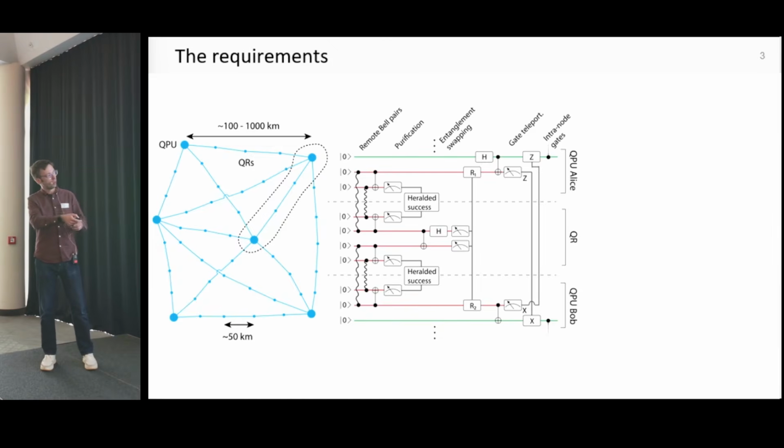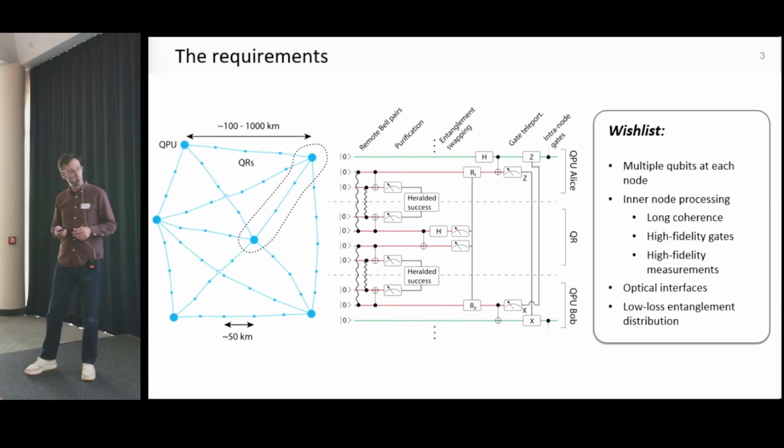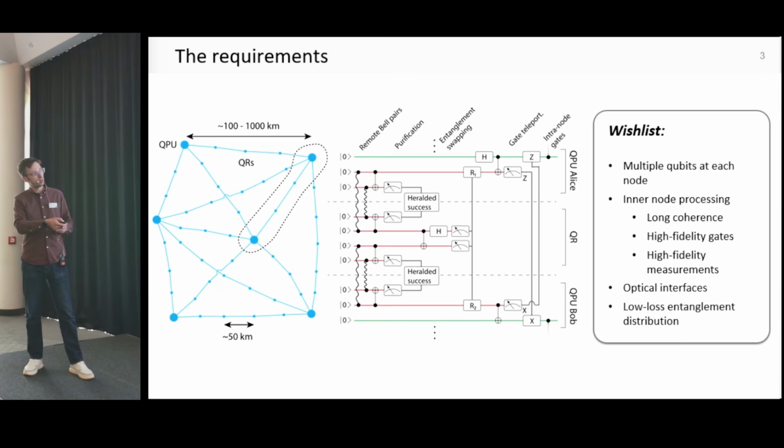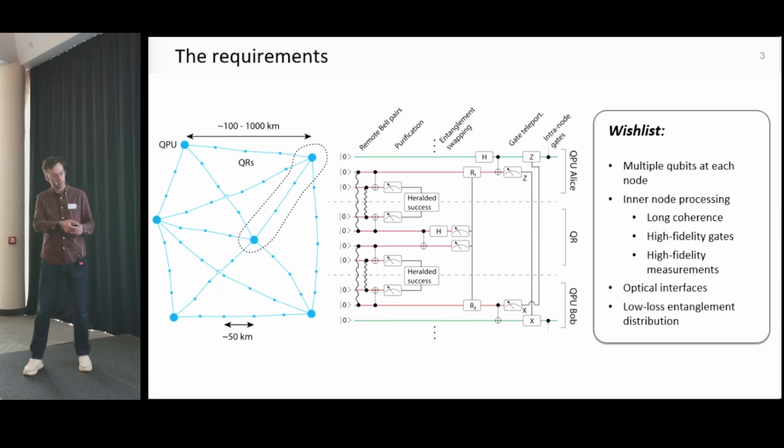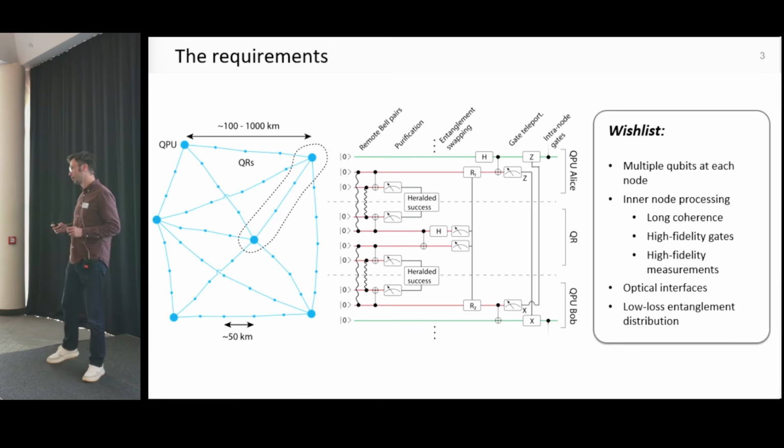Now there's quite a bit happening here. If you think about it, these nodes should be quite powerful. You should have multiple qubits at each node. Inside the nodes, you should be able to process. You need long coherence time, high fidelity gates, measurements, and then you also need these optical interfaces to distribute entanglement. That's a pretty long wish list.